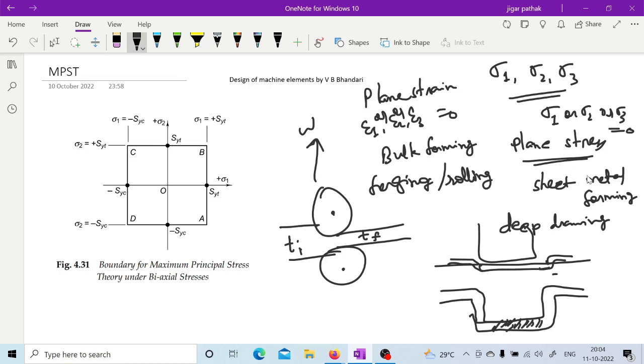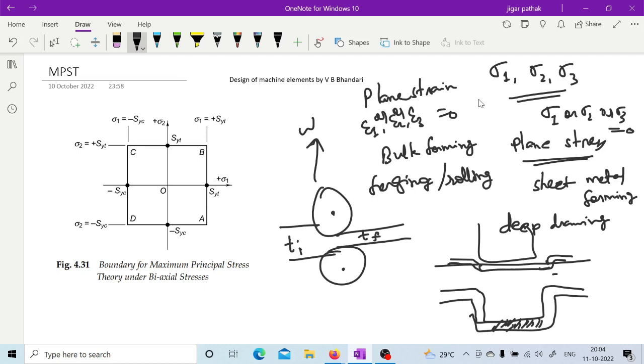And remember, in plane stress, only the stress is considered as 0. Strain will be present in almost all three directions. In the plane strain condition, only the strain is considered 0 in the third direction. Stress will remain in all three directions mostly, right? So this is how you have the plane stress and plane strain conditions.